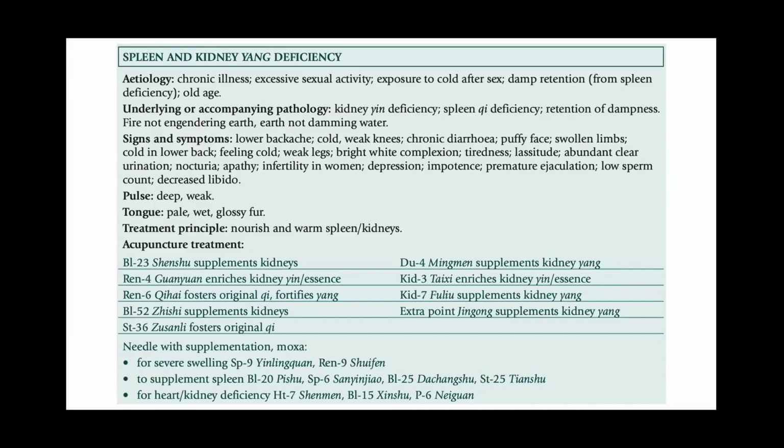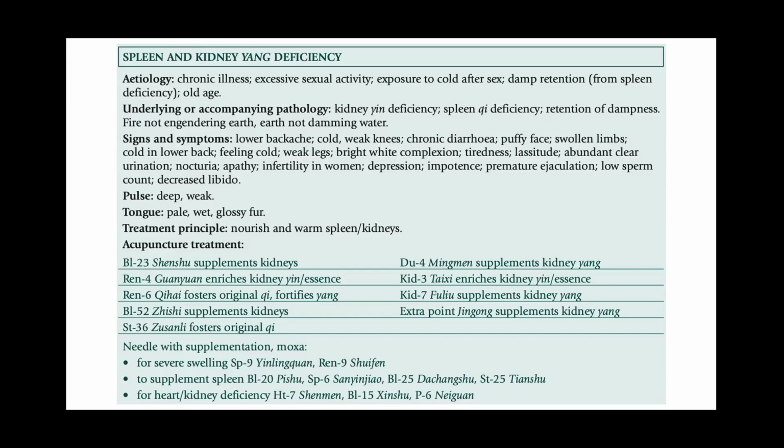not damming water. For signs and symptoms, lower back ache, cold, weak knees, chronic diarrhea, puffy face, swollen limbs, cold in the lower back, feeling cold, weak legs, bright white complexion, tiredness, lassitude, abundant clear urination, nocturia, apathy, infertility in women, depression, impotence, premature ejaculation, low sperm count, and decreased libido. The pulse is deep and weak, and the tongue is pale, wet, and with glossy fur. Treatment principle, nourish and warm spleen and kidneys.